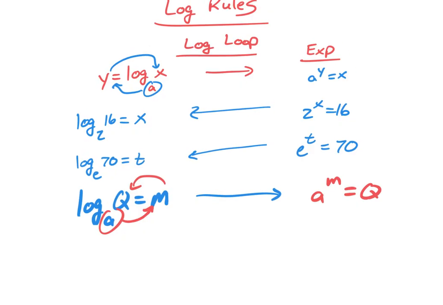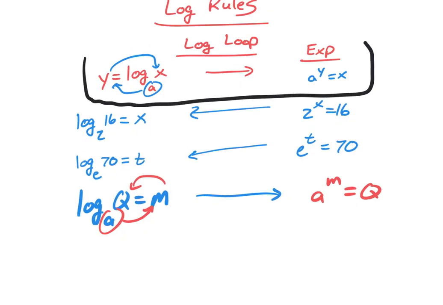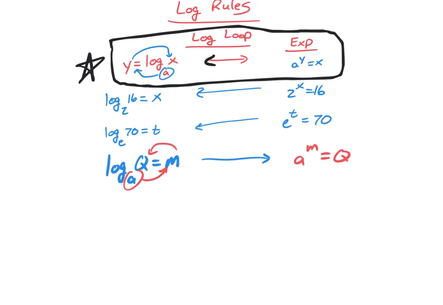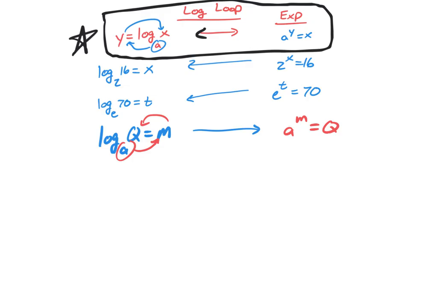I'm going to put a star by this because that is something that we have to know. We have to know how to use it, and we have to know how to go both directions with it. Those are some examples that show you how to go back and forth with numbers or without numbers. And a couple other quick log rules we already talked about.